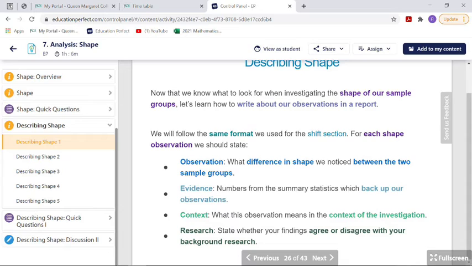Okay? All right. Now, again, here's the same things. Your observation. What difference in shape do you notice between the two sample groups? Your evidence. Give the numbers to back up your thing. So it's exactly the same format. Context. So what does this mean for your data? And then finally, you go back to your research and see, do your findings agree or disagree with the research that you've done? And you make sure you cite the sources. Yes? Okay? Using your little numbers.